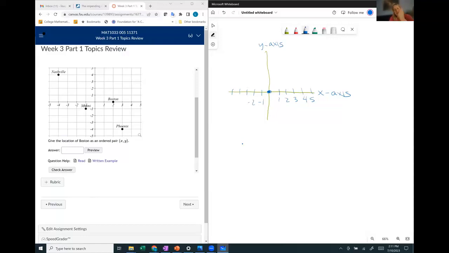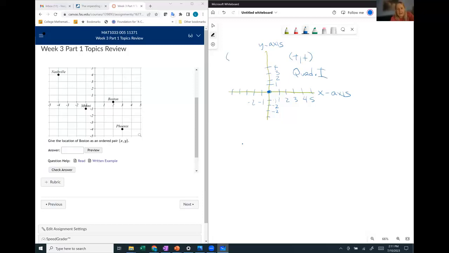Now we add another dimension, a y-axis. When we go up, it's positive, and when we go down, it's negative. This area here has positive x and positive y, and it's called quadrant 1.